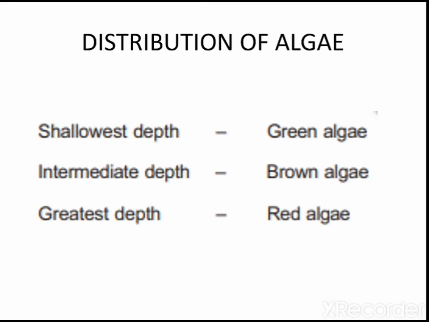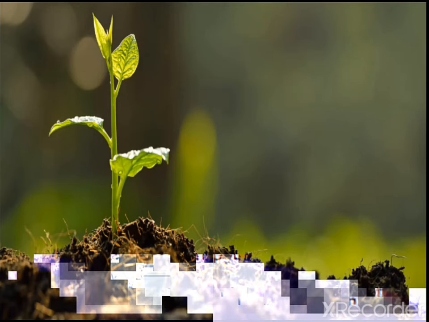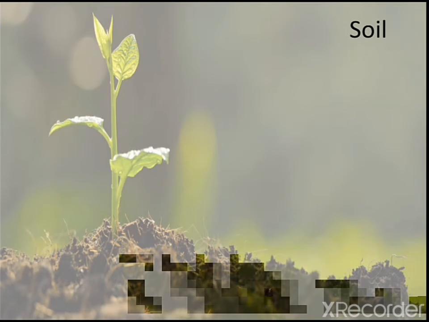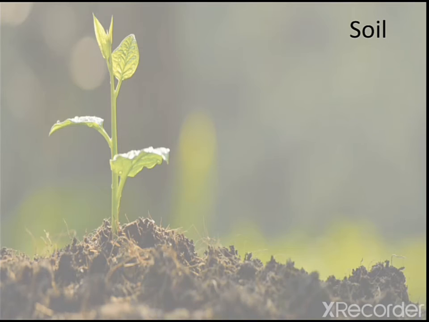So the color of algae, the pigmentation in algae, is closely related to the amount of light it is getting. So light is also extremely important for different groups of organisms. Now let us see what is the importance of soil for organisms.